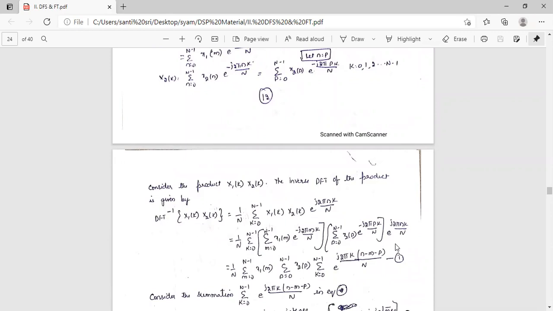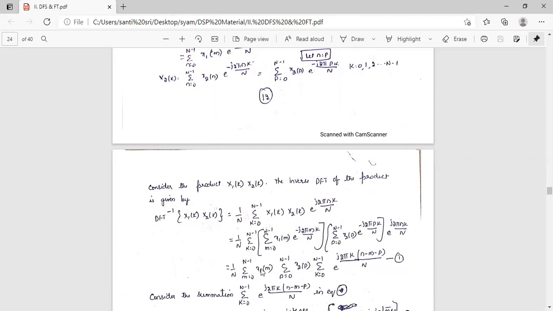The inverse DFT of the product is given by the inverse DFT of x1 of k into x2 of k, which is equal to 1 by N into sigma k equal to 0 to N minus 1 x1 of k into x2 of k into e power plus j 2 pi nk by N. What is x1 of k? Already proved, sigma m equal to 0 to N minus 1 x1 of m into e power minus j 2 pi mk by N, and here x2 of k is sigma p equal to 0 to N minus 1 x2 of p into e power minus j 2 pi pk by N, into e power plus j 2 pi nk by N, right?